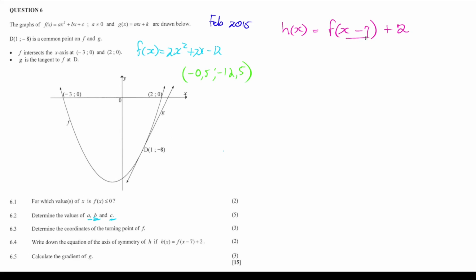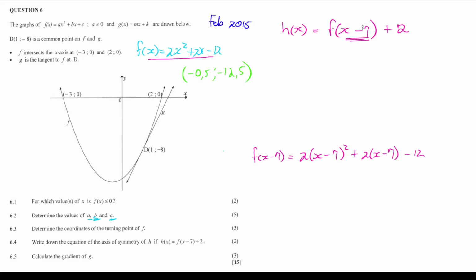Now, when they say this, what they're saying is take f of x, which we have over here, and everywhere you have an x, substitute in x minus 7. So it would look like this: 2(x minus 7) squared plus 2(x minus 7) minus 12. All right. What does this do?